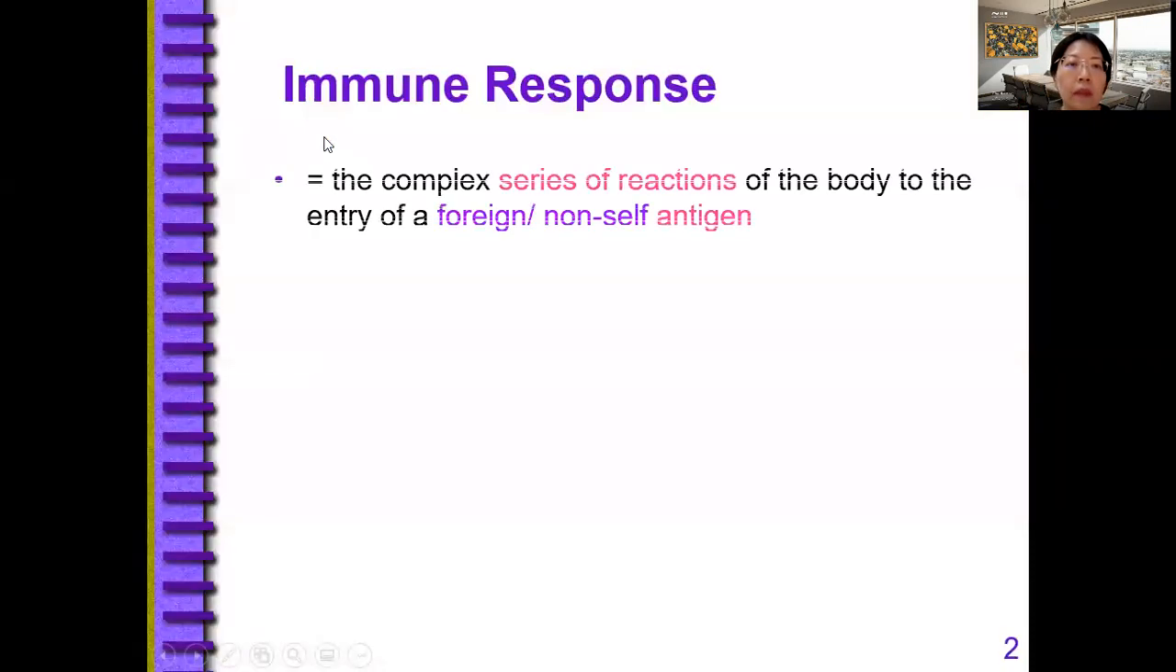So firstly, we're going to learn about immune response, right? So therefore, you need to know the definition of immune response. So immune response is the complex series of reactions. That means it involves many, many steps, right? It's a complex series of reactions of the body in response to the entry of a foreign or non-self antigen. So this is the definition, okay?